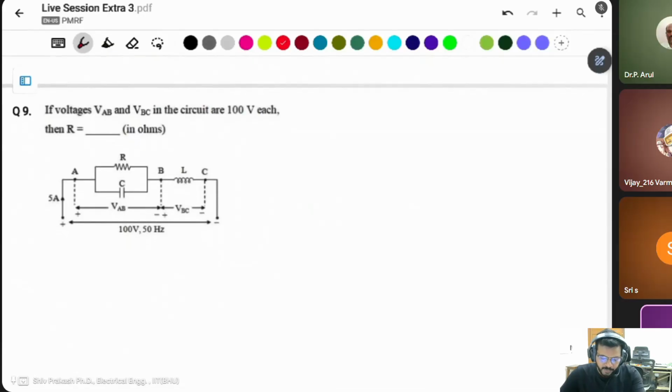Next question: if the voltages VAB and VBC, both are the same, which means the magnitude of VAB is equal to the magnitude of VBC, equal to 100 volt.